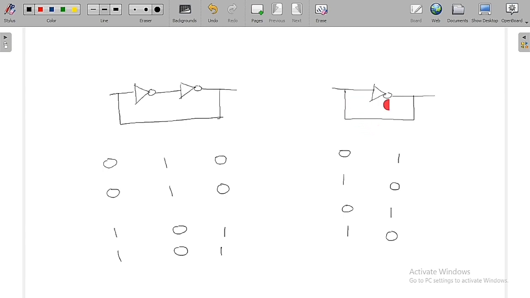There is a feedback present from output to input. Suppose the input is 0, the output is 1. This output comes back to the input, again it becomes 0. This output comes back to the input by feedback, again the output is 1, again this comes back to the input, again the output is 0. You can see the output is always varying 1, 0, 1, 0 continuously.